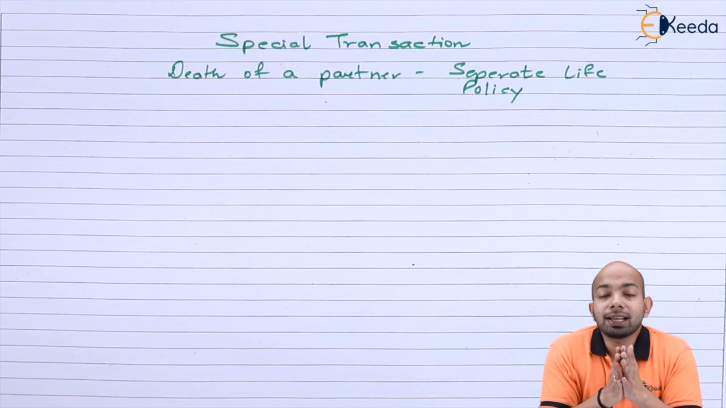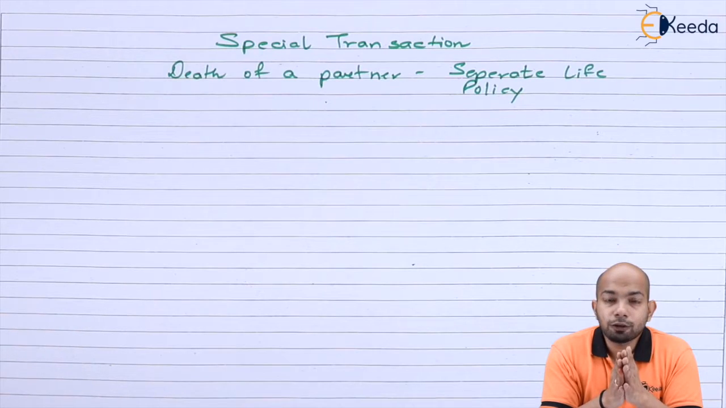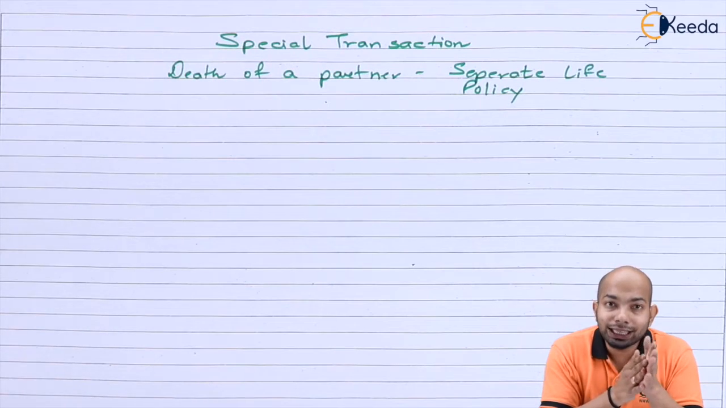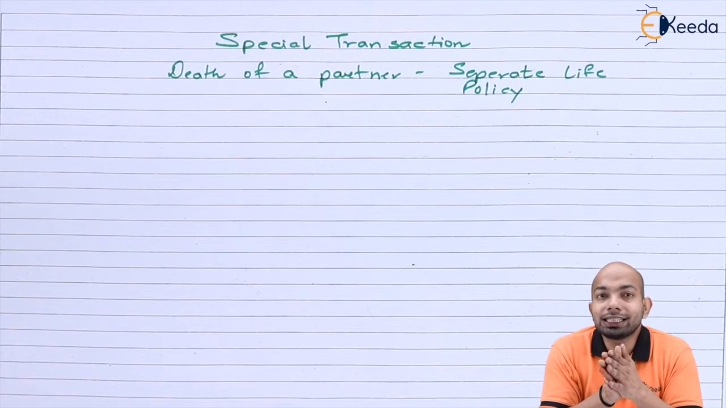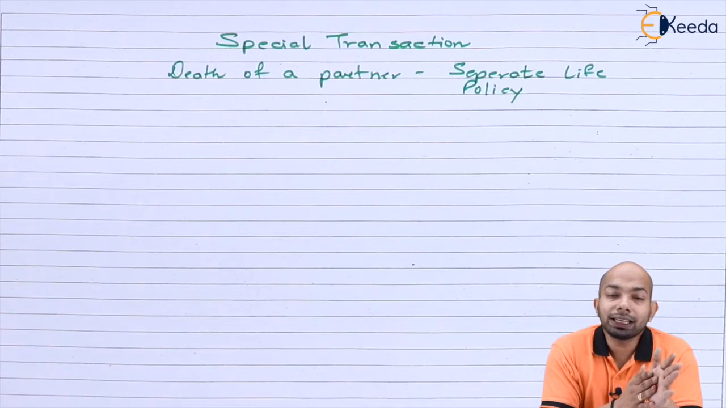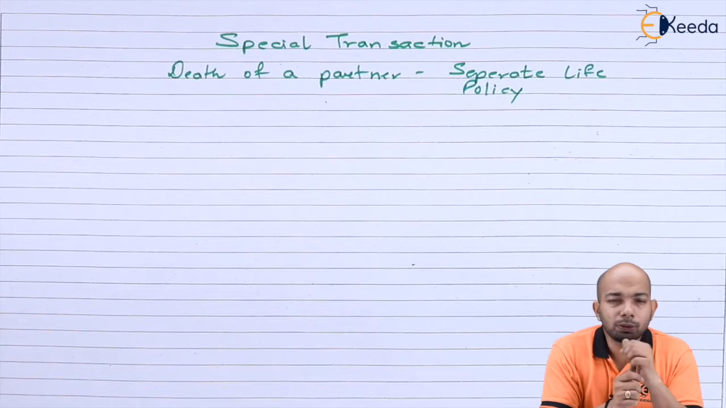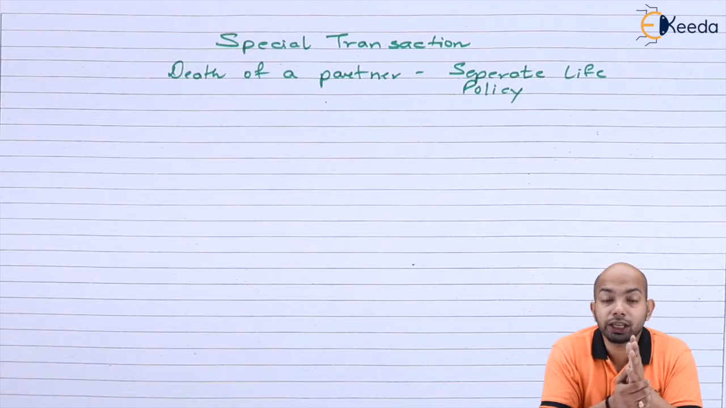Out of the other separate life policies taken by the firm for other partners, the surrender value also has to be shared, and the deceased partner also has to be included in this. So how the treatment happens is something that we'll be understanding right now. It is a simple concept, won't take much time, just a few journal entries. So let's go ahead and do that.